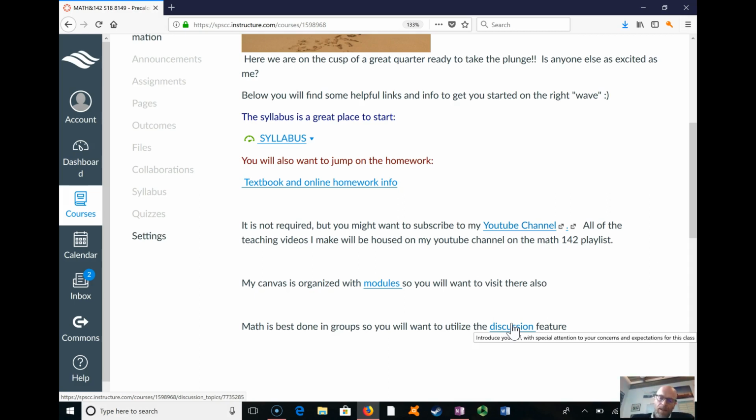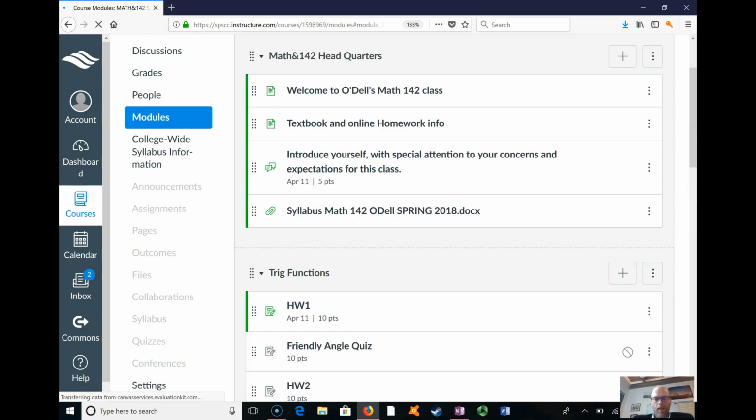Okay. So then we go to the modules. This is how my class is organized. Notice there's the Math 142 headquarters. This has some basic things that are happening. There's the syllabus. There's a link to the discussion that's worth 5 points. And there is the, that says April 11th. That's interesting. Okay. There's the information about the online textbook, and that's just that page we just came from.